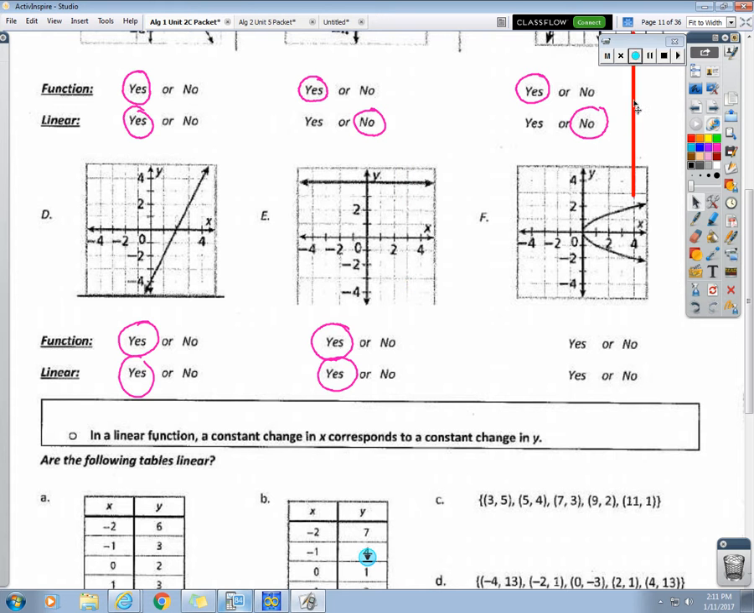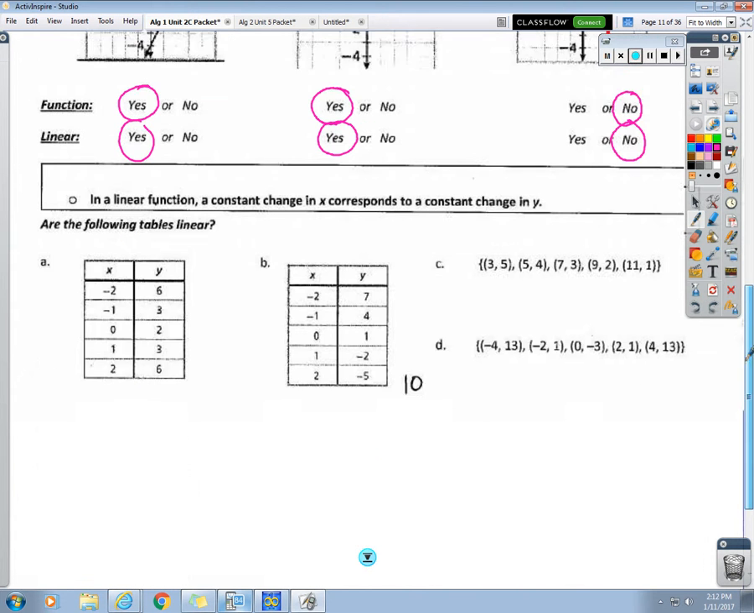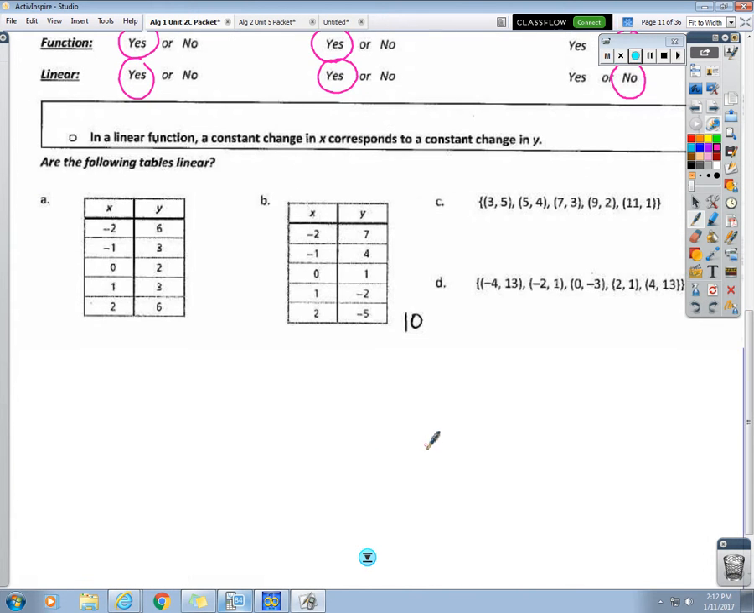Is it a function? No, because it hits it once, and then as it continues, it hits it twice. So no, it's not a function, and no, it's not linear. It's quadratic. Okay? Alright, in a linear function, a constant change in x corresponds to a constant change in y. They want to know, are the following tables linear? A, B, C, and D.